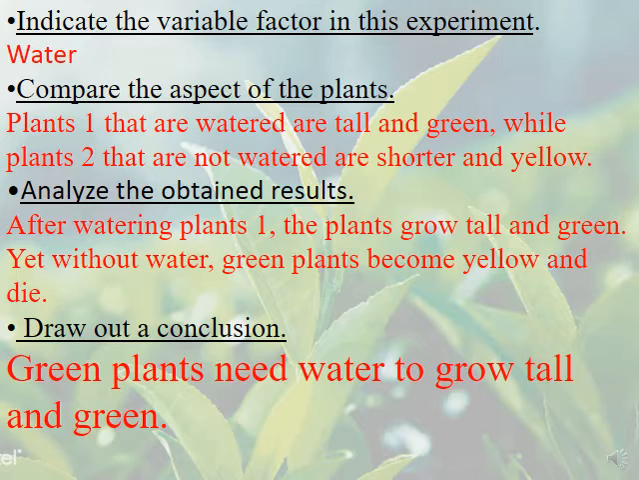Second, you have to compare the aspect, the appearance, the shape of the plants. Plants 1 that are watered are tall and green, while plants 2 that lack the water are shorter and yellow in color. Also, analysis of the experiment: after watering plants 1, the plants grow tall and green, yet without water, the green plants in 2 become yellow and die. They wither, they become yellow, and finally they die. So the first conclusion was the green plants need water to grow tall and green.